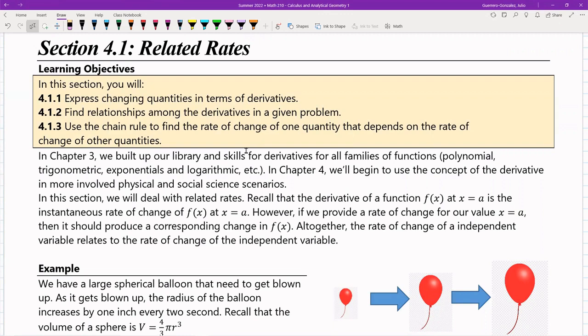Hello, everyone. This is the lecture for section 4.1, related rates.